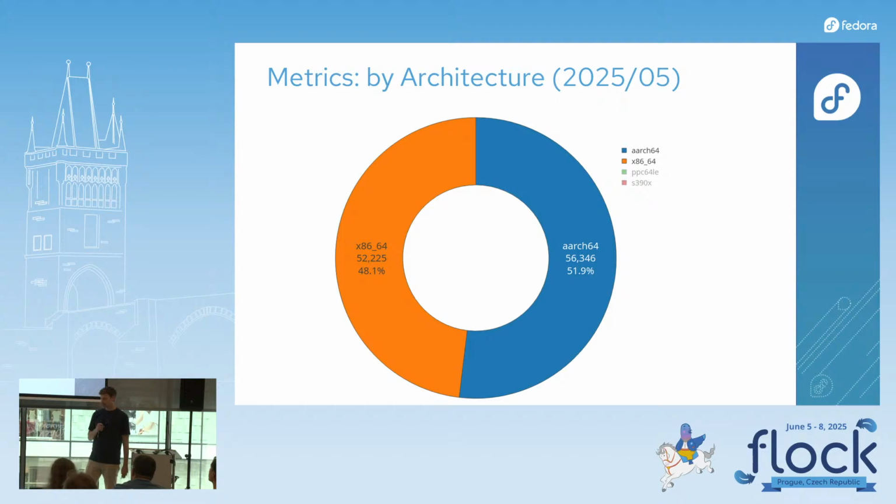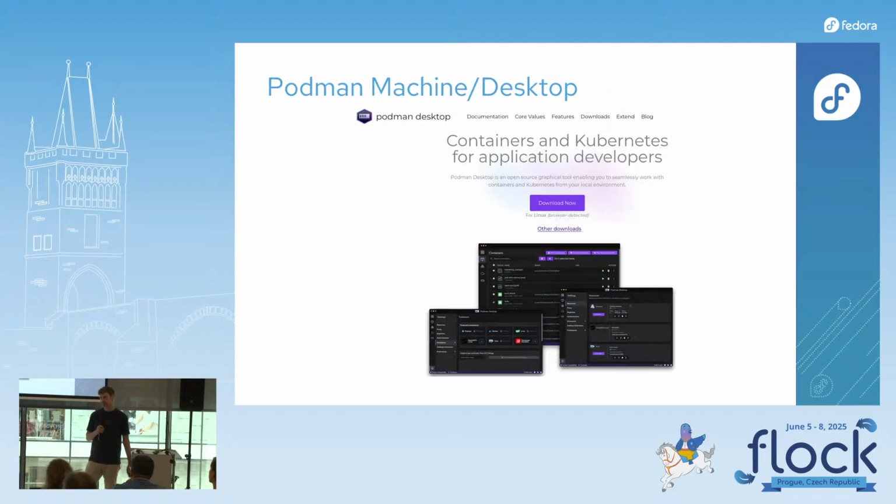So this last time, looking at the stats, is the first time ARM64, AArch64, has actually overtaken x86 as the most popular Fedora CoreOS architecture. We do have some PowerPC and S390X nodes, but those are mostly not statistically important for this graph. So 52% are AArch64, 48% are x86.